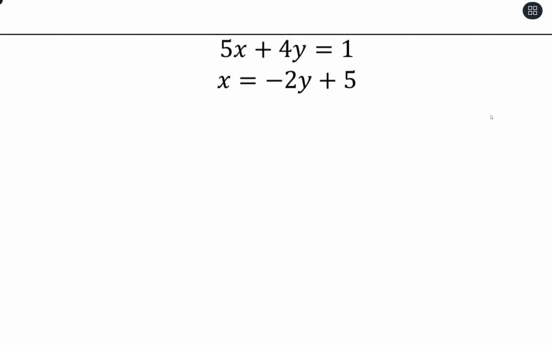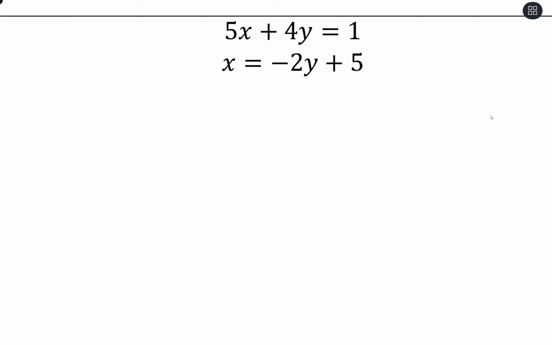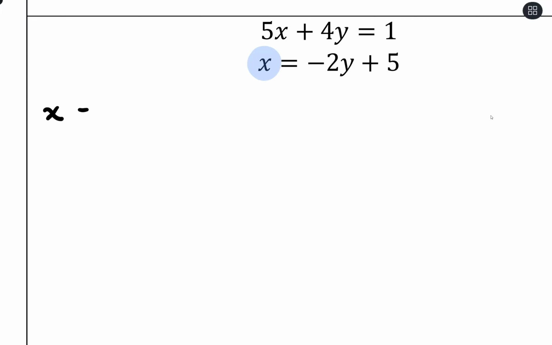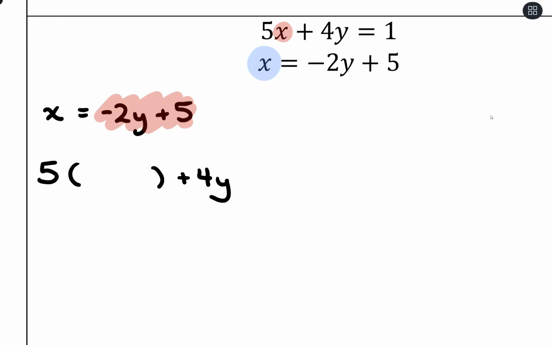Okay, a few more examples here. Looking to solve for a variable, what I'm seeing is that it's already nicely solved for. So nothing to do there, just x is equal to negative 2y plus 5. And what we're going to do is just pick up that negative 2y plus 5 and put it into the other equation. So I have 5 times x plus 4y is equal to 1. But where I had x, I'm now going to plug in negative 2y plus 5.